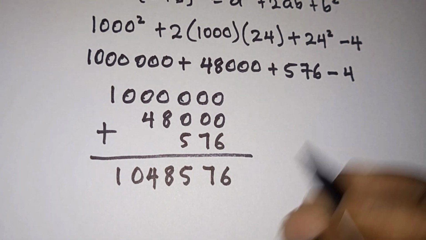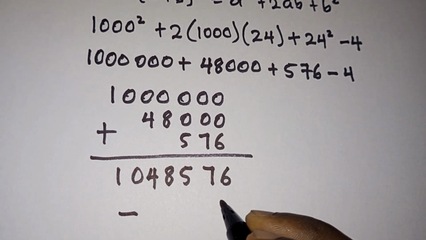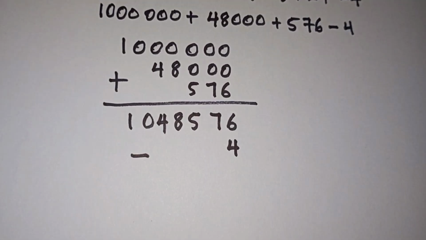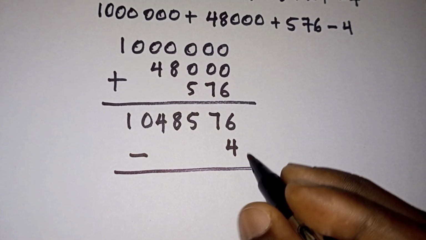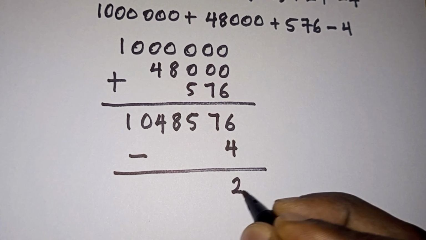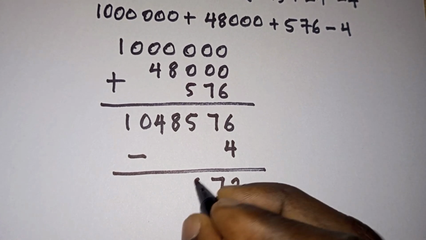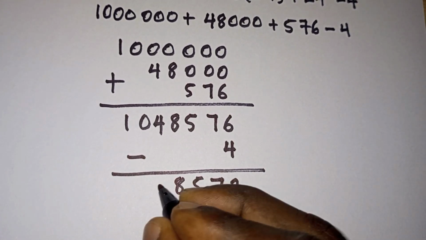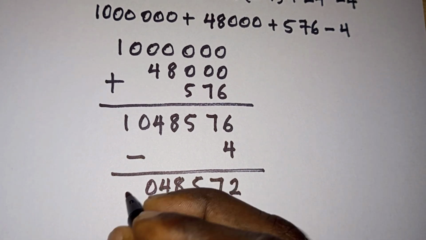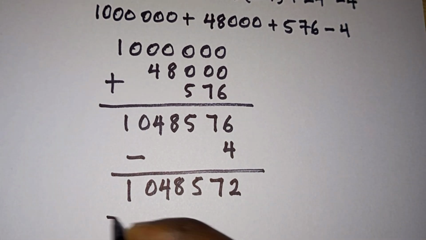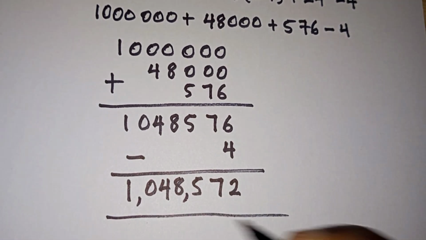Then we're going to take 4 from it, so we're going to have minus 4. So you have 6 minus 4, that is 2. Then we have 7, 5, 8, 4, 0, 1. So this is the final answer.